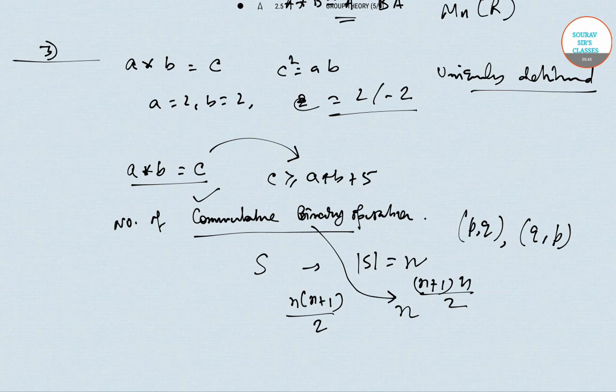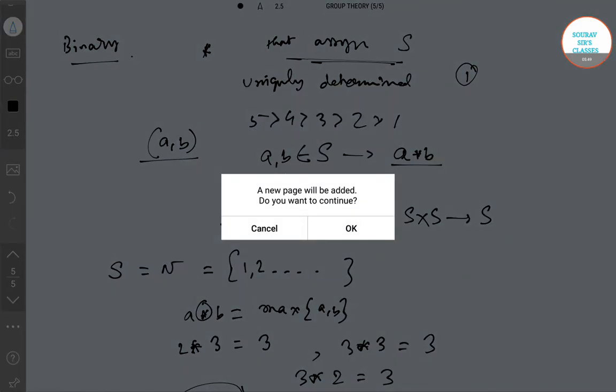Now we will proceed to the next one, and remember that associative properties are always with this, which we have done in lecture number 1. Now, what is a semigroup?